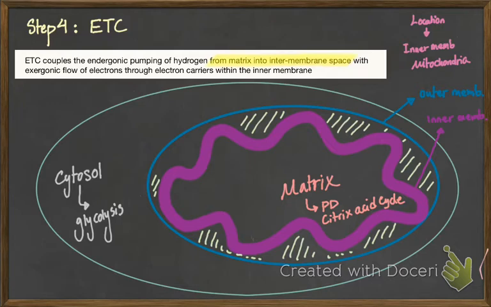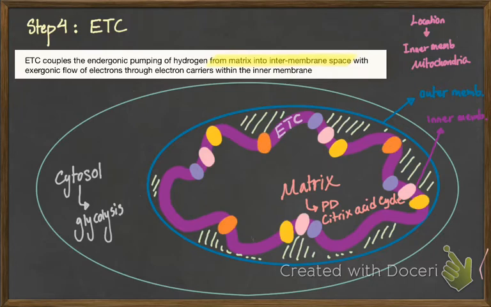And lastly, the inner mitochondrial membrane, shown in purple, is where ETC takes place. The colorful proteins that you see are proteins embedded in the inner membrane of our mitochondria, and they form the electron transport chain. They include two types of proteins. Type 1 is protein carriers, which are mobile. Type 2 is protein complexes, which are fixed.